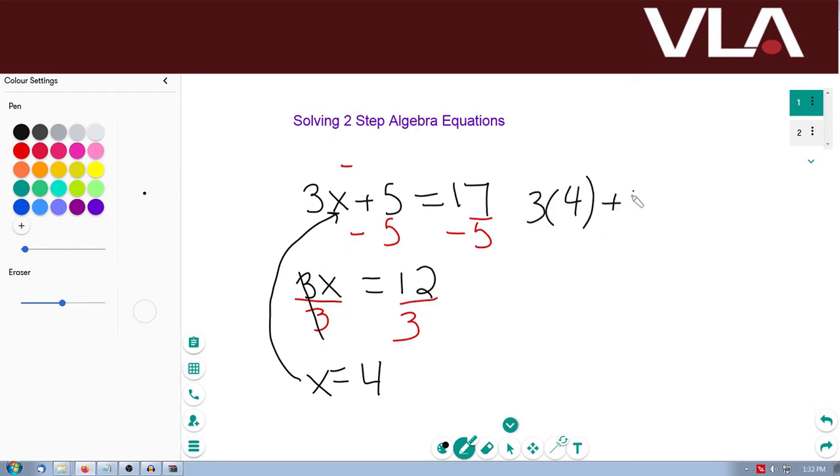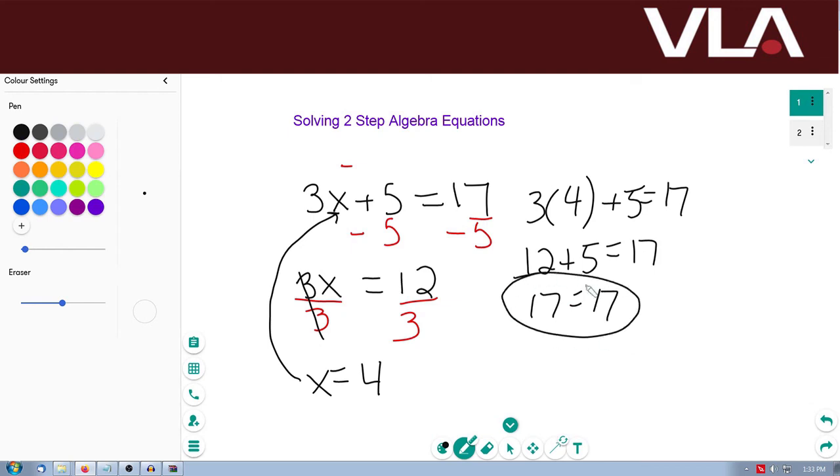So this becomes 3 times 4 plus 5. If that equals 17, then we're good. 3 times 4 is 12 plus 5. So you should get 17 equals 17. Alright, hope that helps.